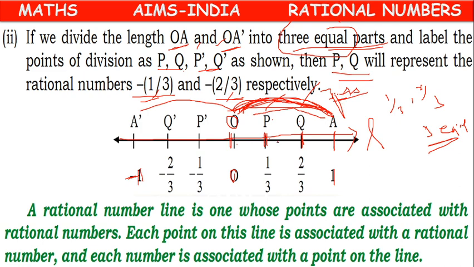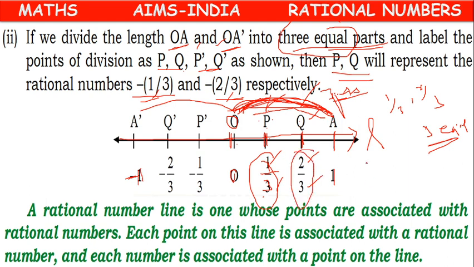Now 3 parts are there. What about P? Out of 3 parts, it is the first part. Q is the second part. So the P value will be represented as 1 by 3, because P is the first part out of 3 parts. The Q value is the second part out of 3 parts, so we can represent it as 2 by 3.